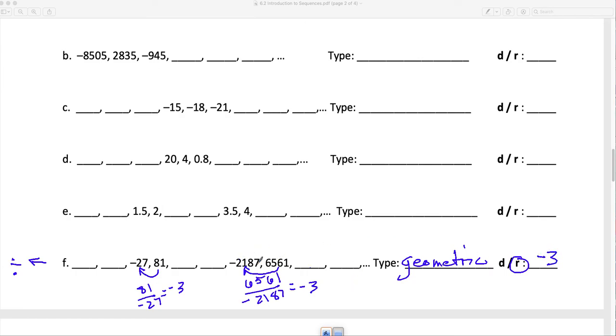Okay, so to go forward, I divided going backwards, so I am going to multiply going forward. My cute asterisk. All right, so 6561 times negative 3 is going to go in this spot. It's going to be a really big number. I don't even know if it's going to fit. 19,683, and it's negative. Negative times a positive is negative 19,683.